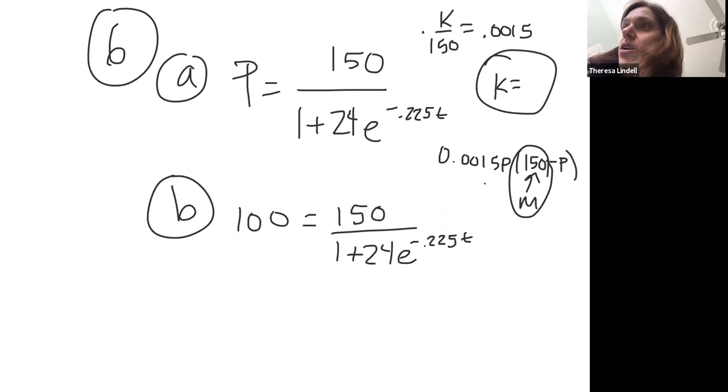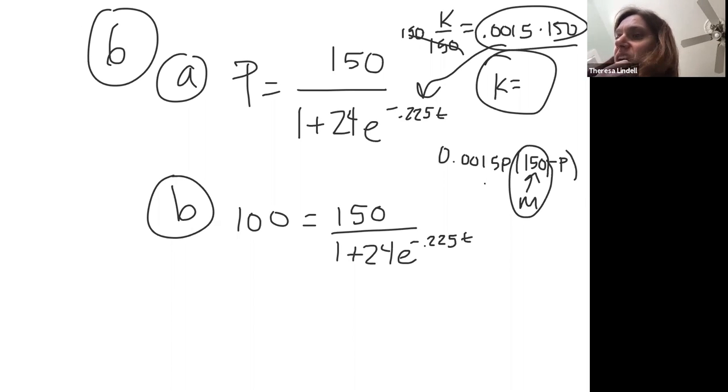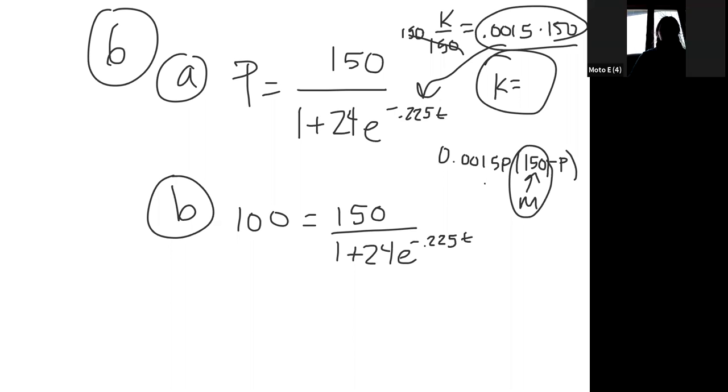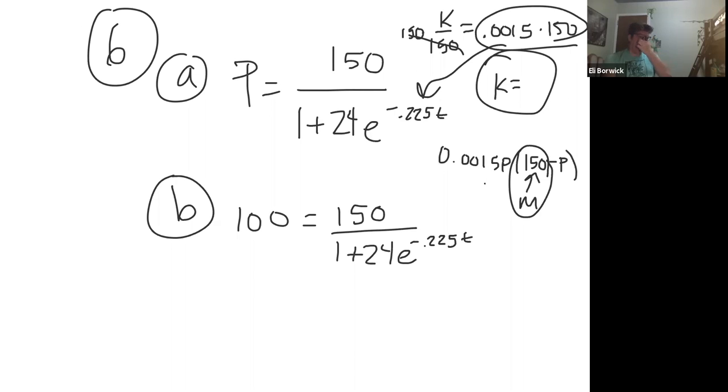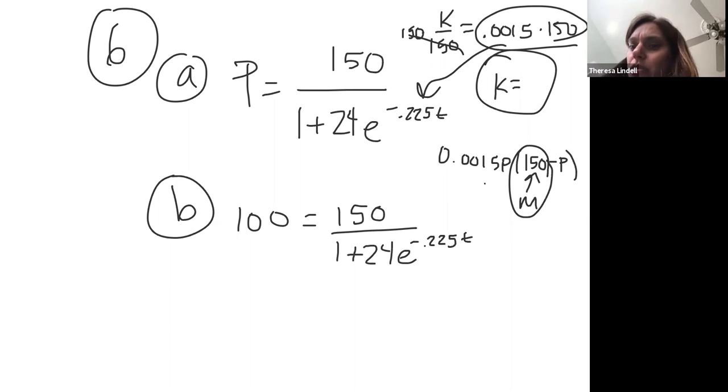So then you have to take the 0.0015 times 150. And that's how you get the 0.225. Is that okay? Yeah. Cool. And then from there, we can solve this guy.